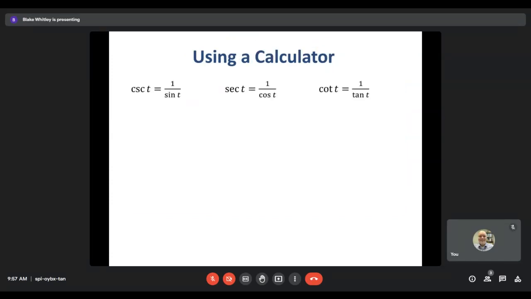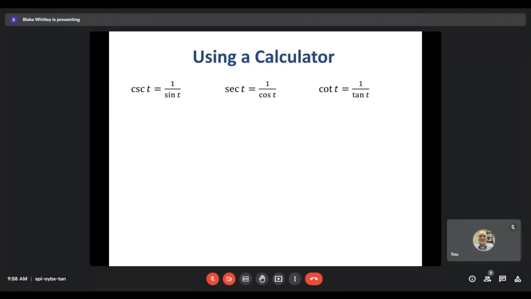All right, now using a calculator. If you've looked at your graphing calculator or scientific calculator, whatever you happen to be using to calculate these trig ratios, there is no button for cosecant, secant, or cotangent. The only 3 buttons we have are sine, cosine, and tangent. But we know that cosecant, secant, and cotangent are just the reciprocals of those other 3.